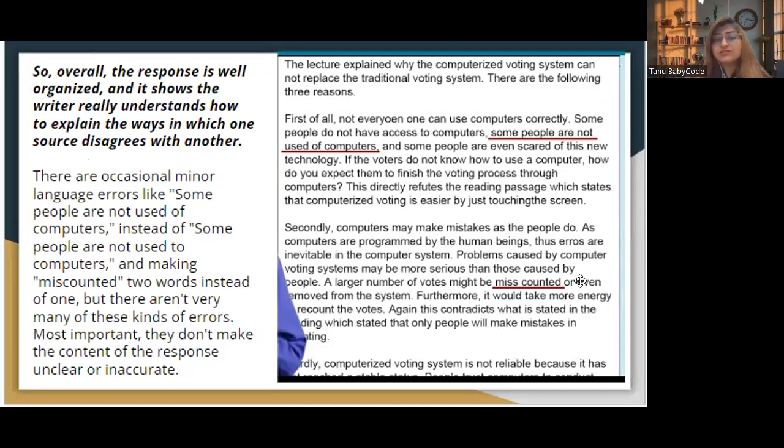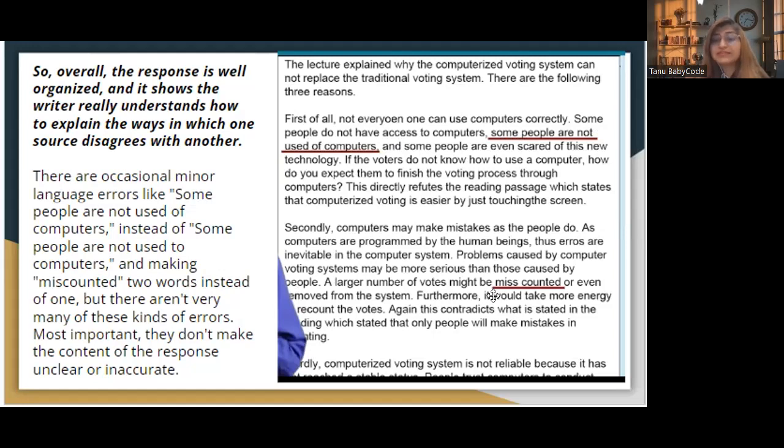Now see, this response is well organized, right? And it shows the writer really understands how to explain the ways in which one source disagrees with the other. Now, there are some occasional errors, like you can see here: "Some people are not used of computer." This is wrong. Some people are not used to computers.